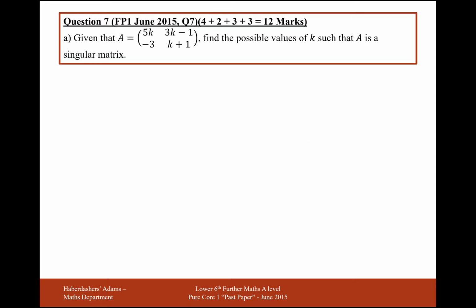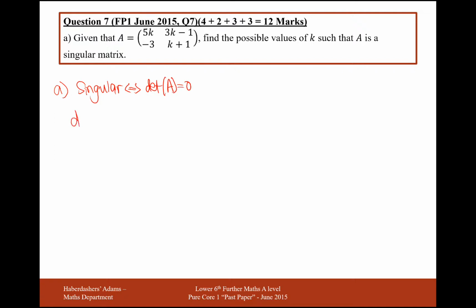Here we are working on question 7. This is an FP1 question from 2015. So the first thing we have to do is to find the possible values of k such that the matrix A is singular. For a singular matrix, the determinant must equal 0, and this can be vice versa as well.